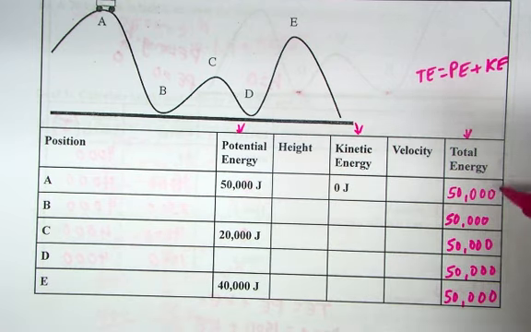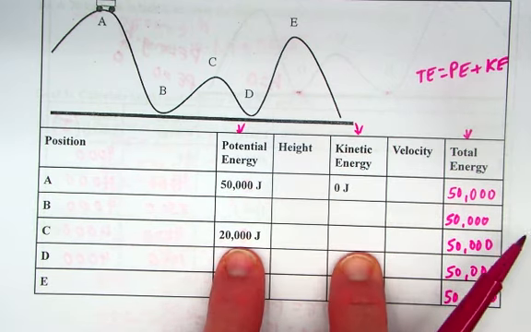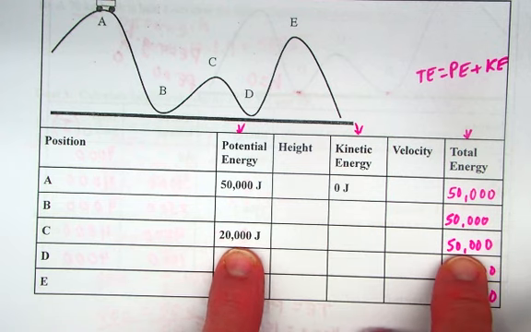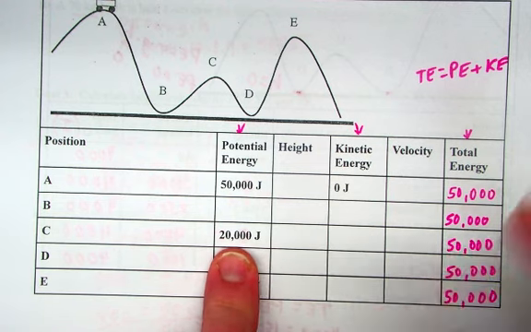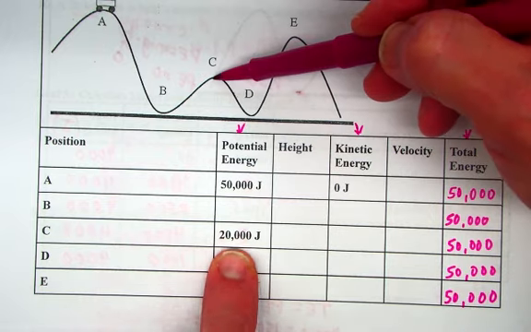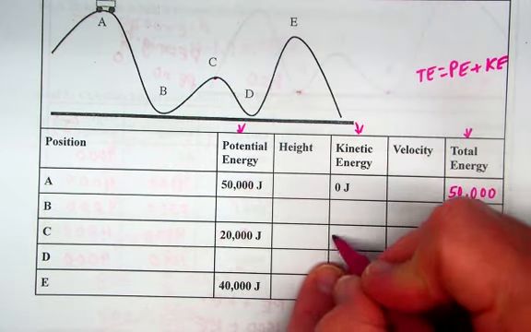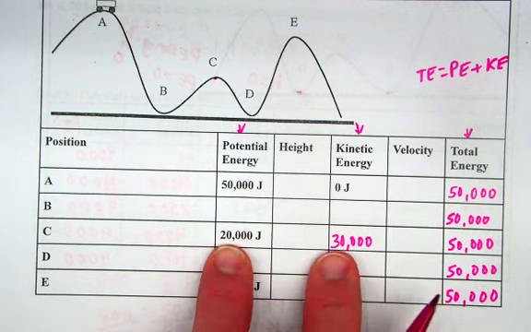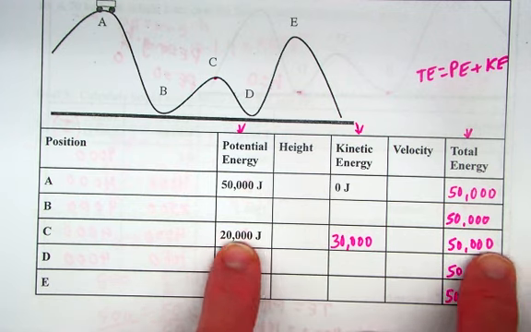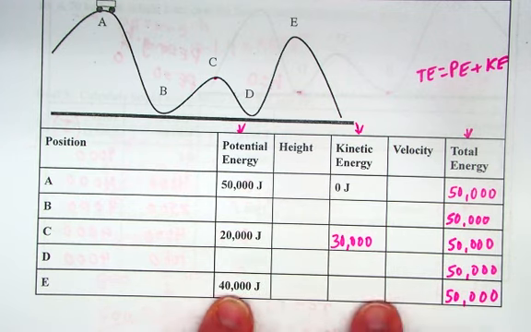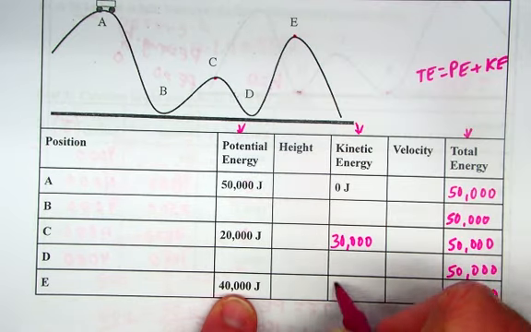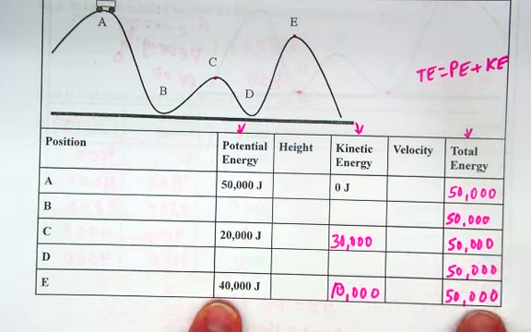Once we know that, we can work backwards to figure out the kinetic energy if we're given the potential. So if 50,000 is the total and 20,000 is the potential at the top of C, we must have 30,000 of kinetic, because if you add these two together, 2 plus 3 is 5, and then all those zeros. This one, 40,000 is at the top of E as potential, so there must be 10,000 of kinetic, because these two have to add up to this one.